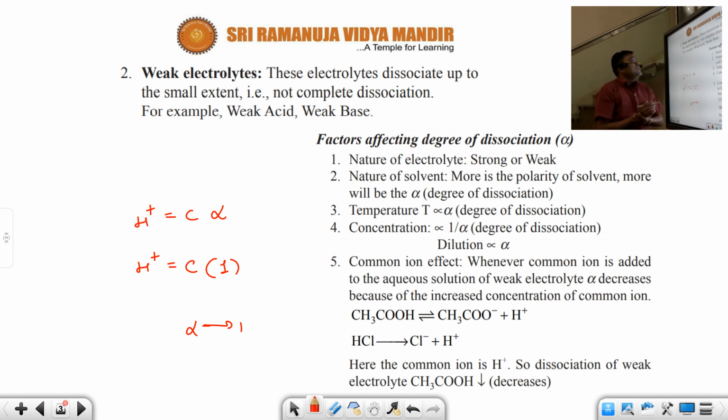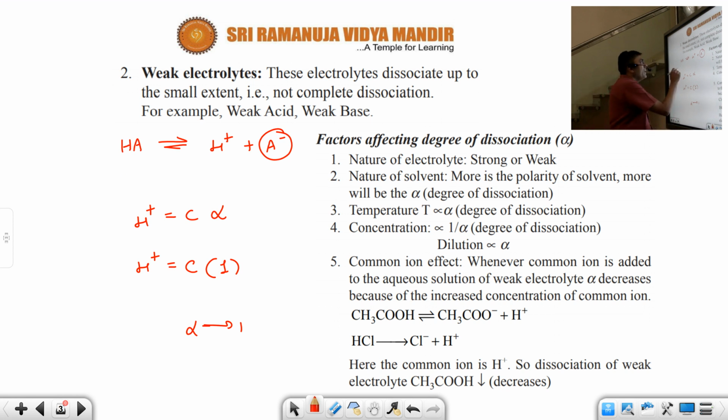Well, weak electrolytes, as they're weak, can't dissociate completely. For example, HA is a weak acid. It is in equilibrium with H plus and A minus ion. That means this A minus ion is unstable. Naturally, it gets coupled with H plus and forms HA, so the reverse reaction or backward reaction is favored.